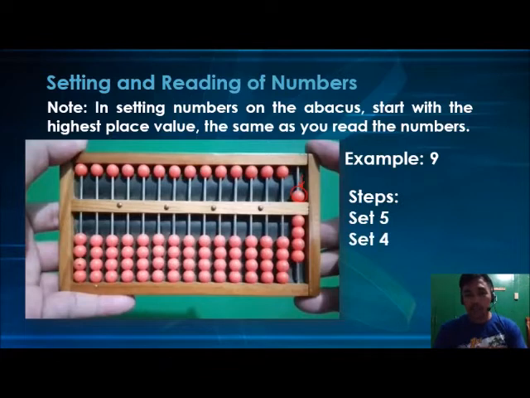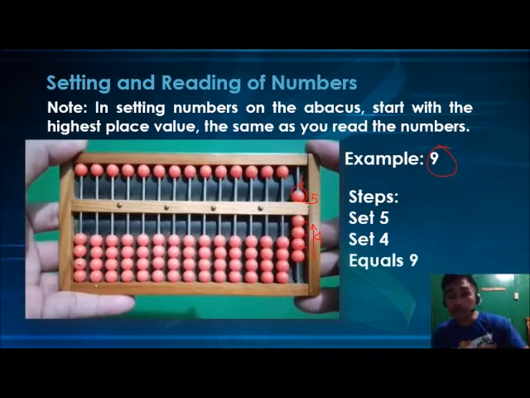Next, set 4. This is 4: 1, 2, 3, 4. So, they are set near the separator bar. So, we now have 5. Its value is 5 plus 4 is equal to 9. So, we now have 9. That is how you read it. Steps: set 5, set 4 equals 9.